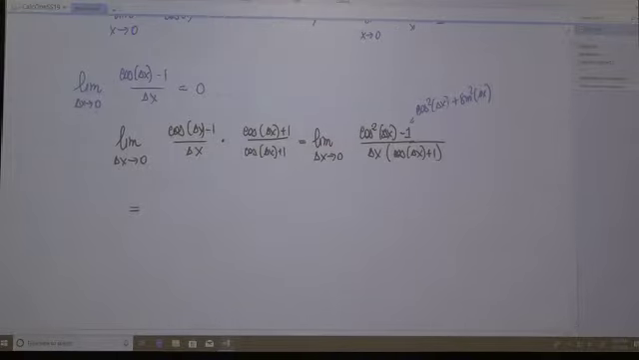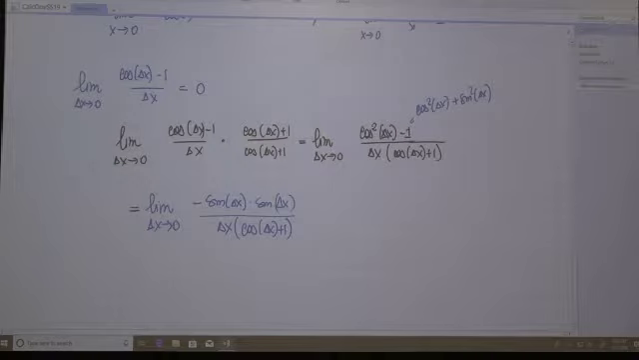Okay, so what is left in the numerator? Cosine square minus cosine square minus sine square. What is left? Minus sine square, right? So minus sine of delta x multiplied by sine of delta x. Okay, let me write them separately, divided by delta x times cosine of delta x plus 1.